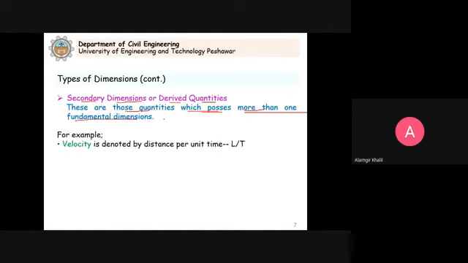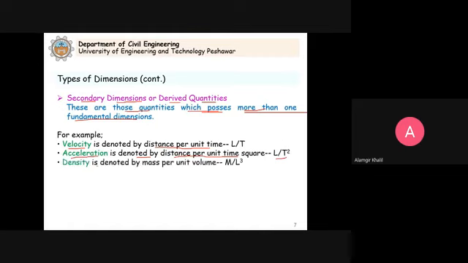For example, we have velocity. Velocity is denoted by distance per unit time. You see more than one primary dimension, so it is a secondary dimension or derived quantity. You might have studied this in physics at school or college level, so you already know these things. We have acceleration. It is denoted by distance per unit time square. You can see a combination of more than one fundamental dimension.